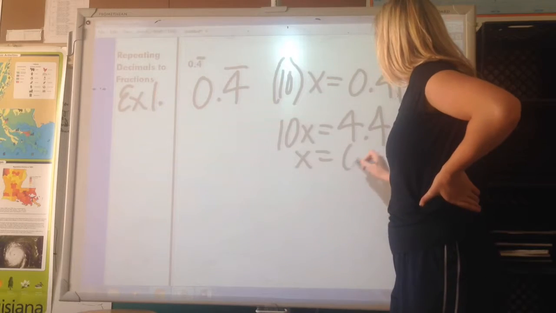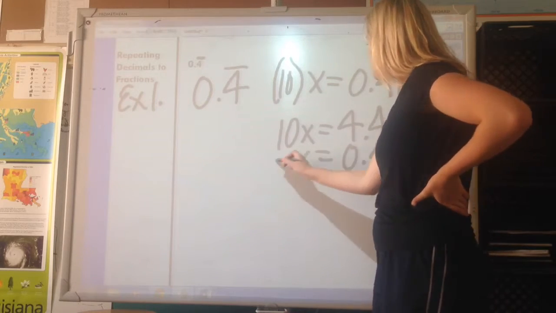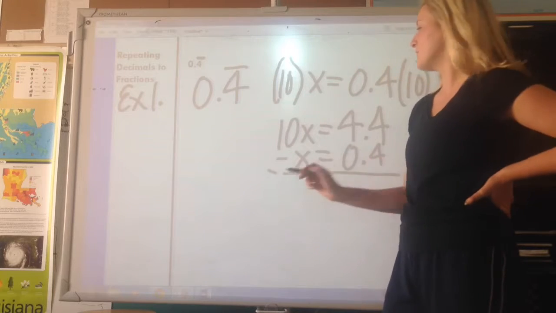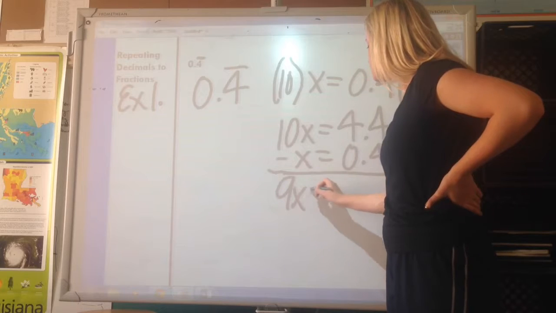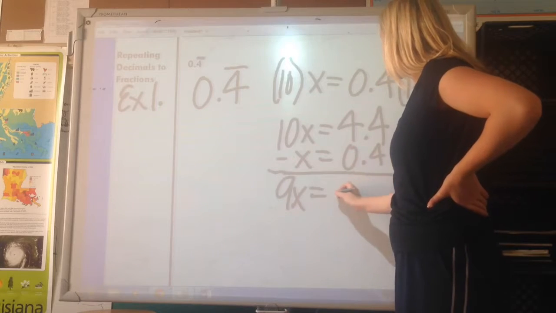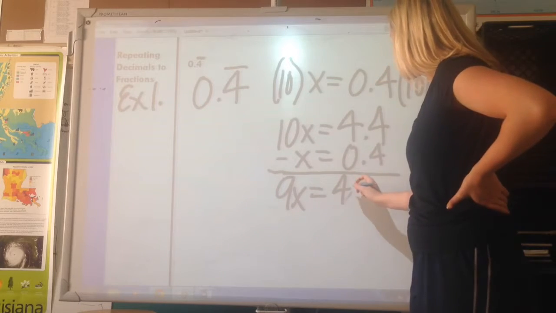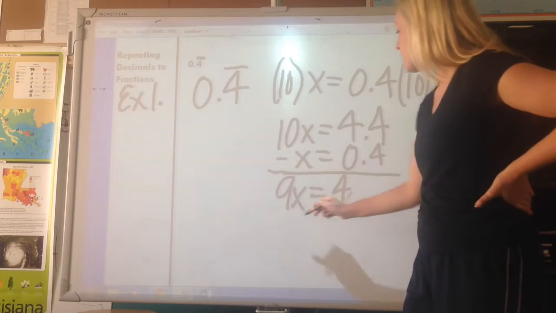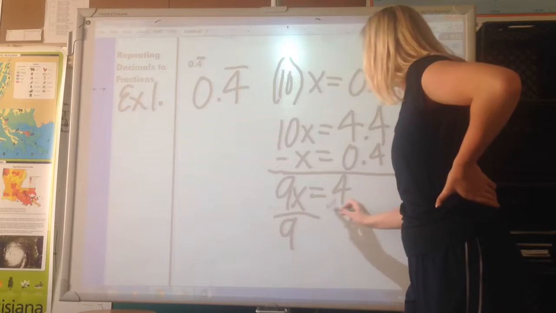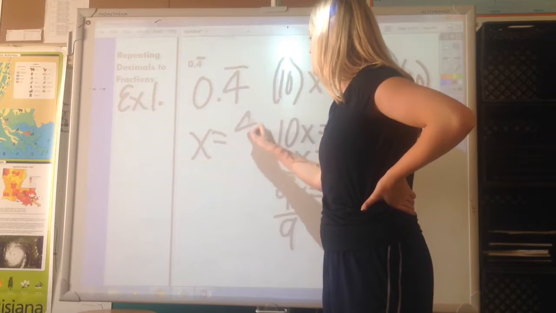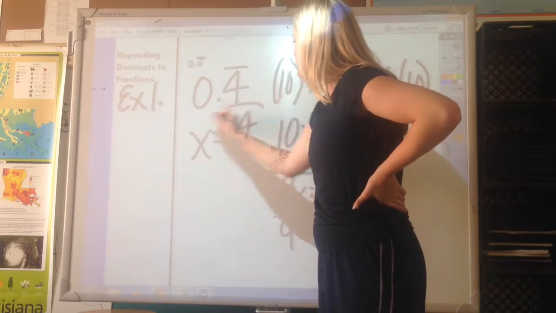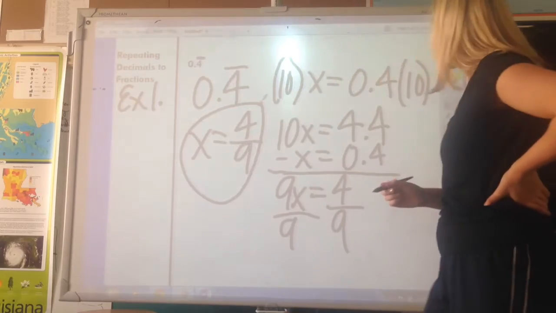Then my next step is to subtract my original equation from my new equation. So 10x minus x is 9x, 4 minus 0 is 4, and then 4 minus 4 is 0. So I have 9x equals 4. I solve for x, divide both sides by 9. x equals 4 ninths. Let's do another one.